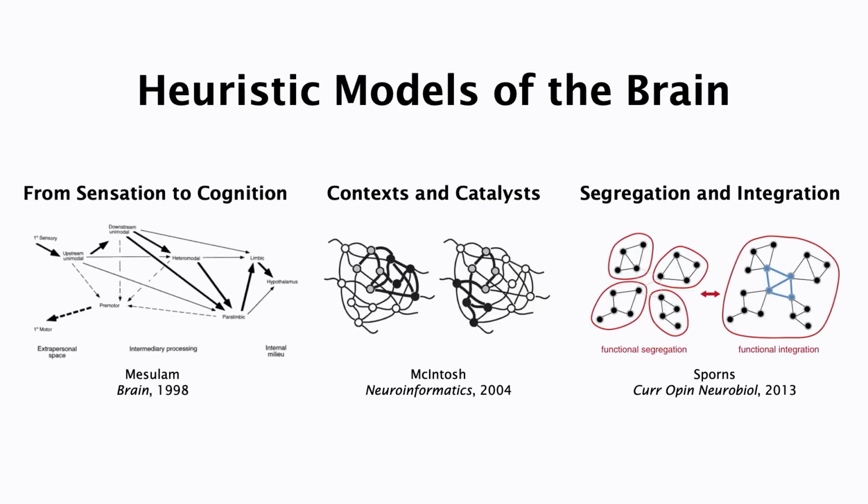So I've just got a little diagram here of a few of my favorite heuristic models from the last few years in the literature. One of my favorites is some work from Marsel Mesulam from back in 1998 when I was in year 10 in high school.